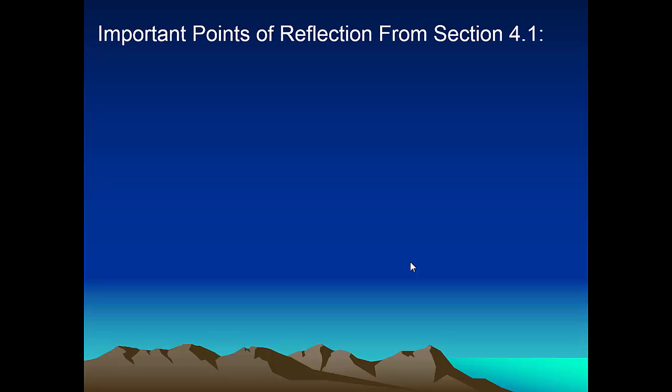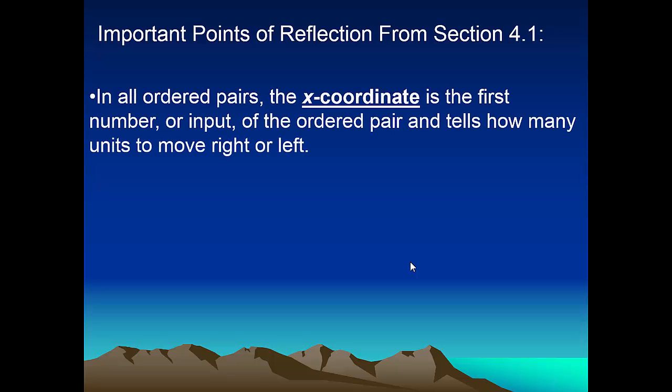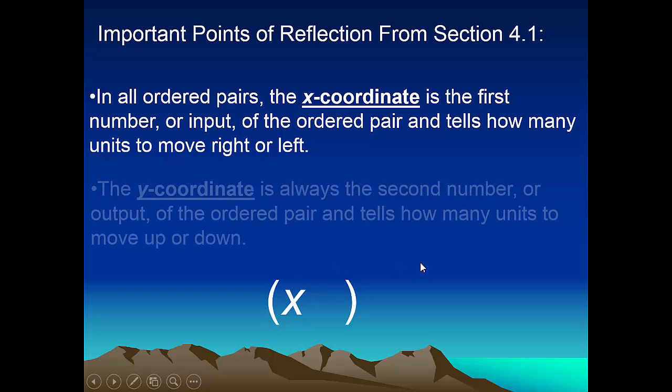Important points of reflection from section 4.1. In all ordered pairs, the x-coordinate is the first number or input of the ordered pair and tells how many units to move right or left. As we see here, we have our parentheses, we have our x. X is always the first value.